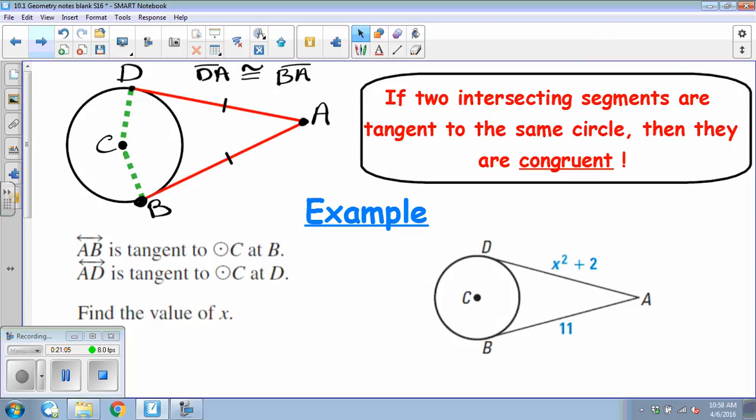So as long as you know that they're tangent. Now there are two different ways they could tell you that they're tangent, as in the next example. The given information says this segment is tangent to the circle. Or they could show you that they're tangent by putting the right angle symbols right there. That means they are tangent. Okay?